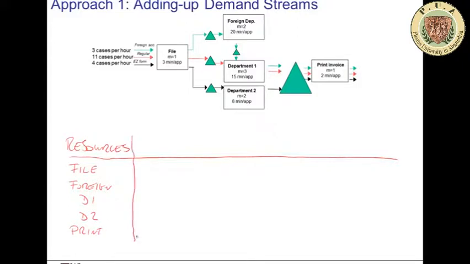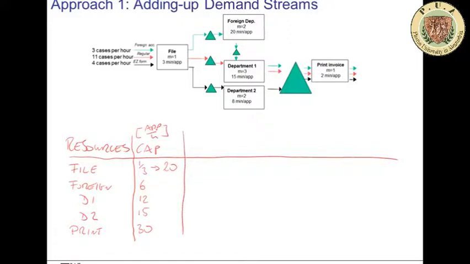Now each of these resources has a capacity which we just compute as always, the number of resources divided by the activity time. For the first step, that is 1 over 3, this is expressed in applications per minute, which we can transform to 20 units per hour. In the same way, we find that the capacity at the foreign department is 6 units per hour, 12 at Department 1, 15 at Department 2, and 30 per printing. This is expressed in applications per hour.